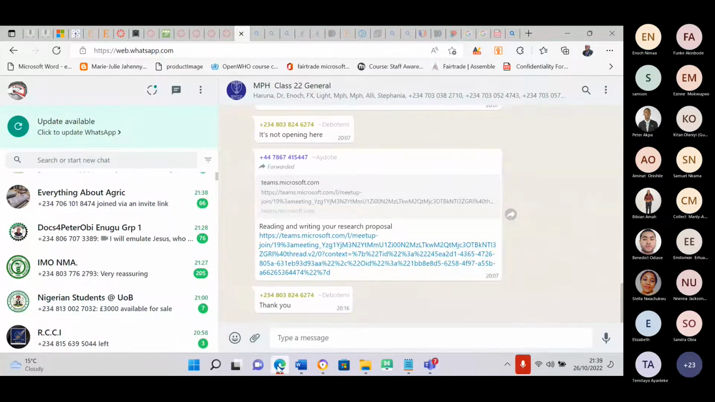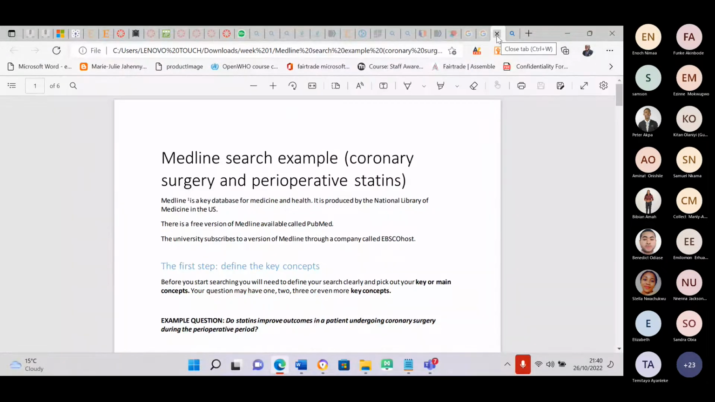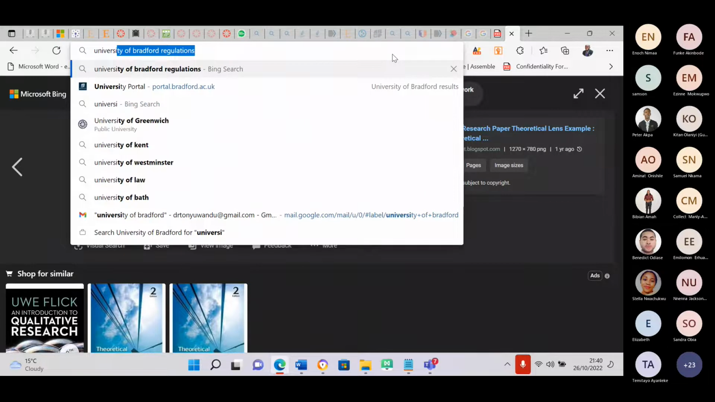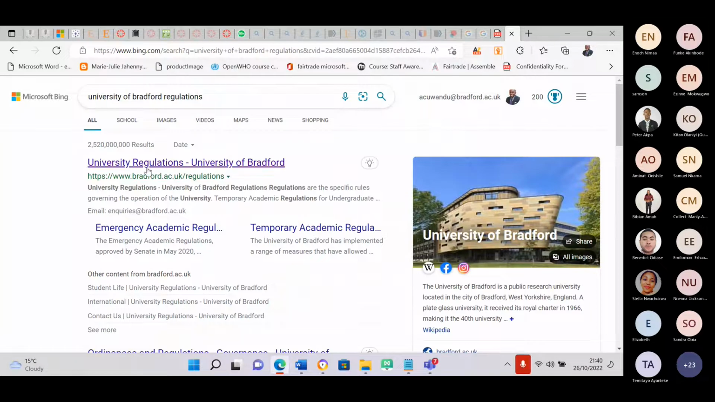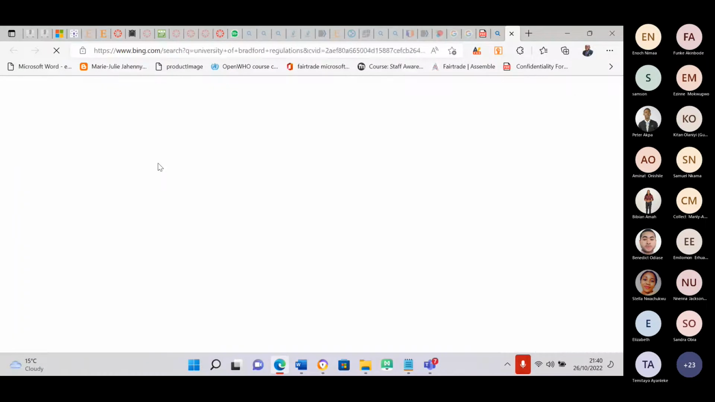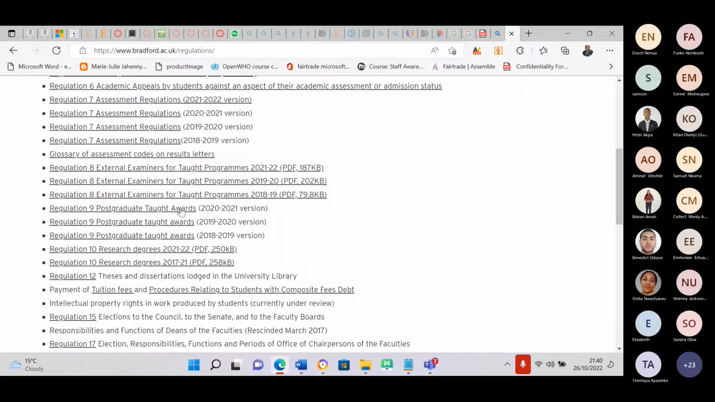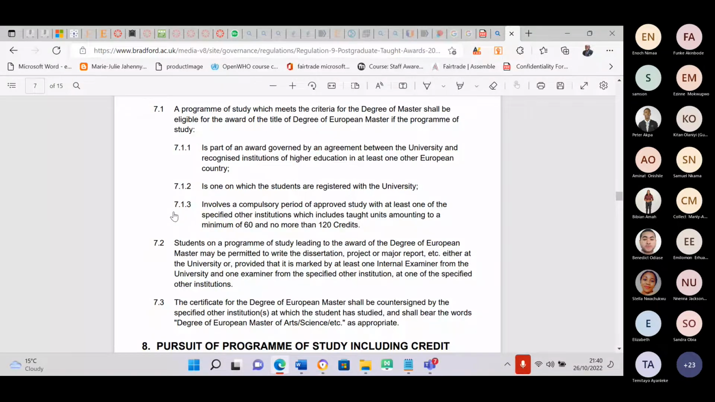The last information that is very important for you to know today: go to the internet and type University of Bradford regulations. Open it, go to the postgraduate taught award, the latest version, 2020. Open it. Go to section 10.9.